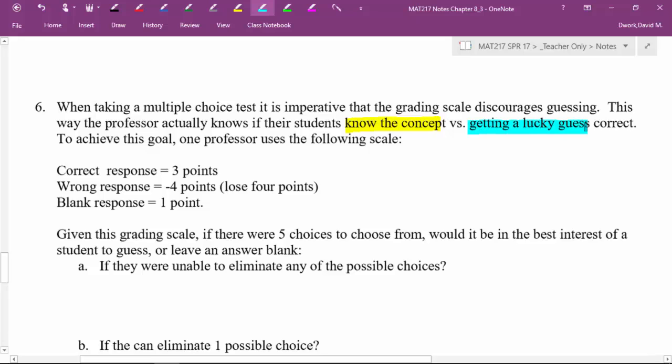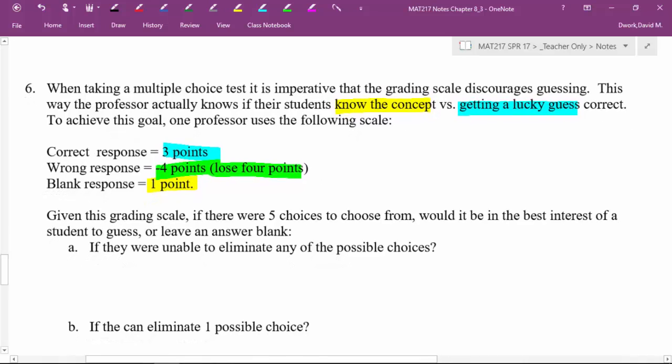So to do this, one professor created a scale that looked like this. When you get a correct answer, so on your multiple choice test you get it right, you get 3 points. If you get it wrong, you lose 4 points from your test. So yes, it actually was possible to have negative scores. And then finally, a blank response just got you a point. So if you don't know, you get a point for just leaving it blank and admitting I don't know.